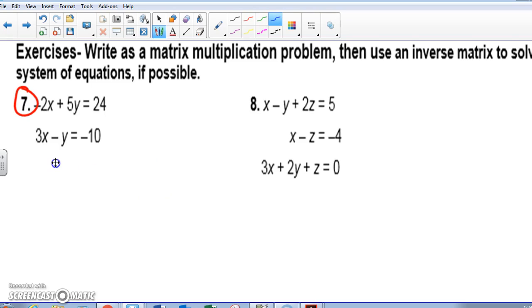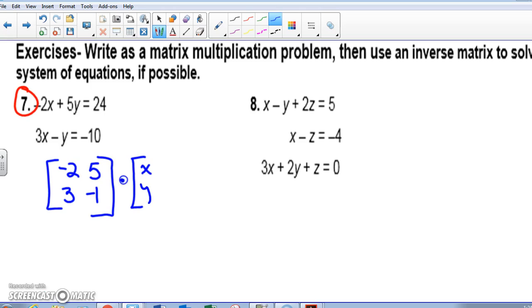I want us to try problem number 7 right here. Rewrite this as a matrix multiplication. We'll have, please write it down, okay? -2, 5, was it a -2 before I scribbled on top of it? Okay. So it's a 2 by 2 times a matrix that has an X and a Y. If those were a B and a V, you'd have to put B and V in your little matrix, okay? 24 and -10. We have rewritten it as a matrix multiplication problem.